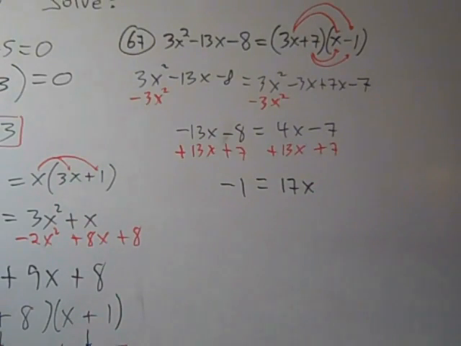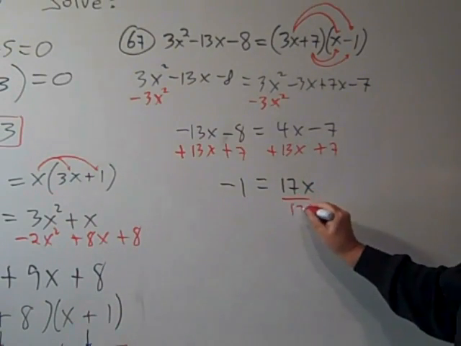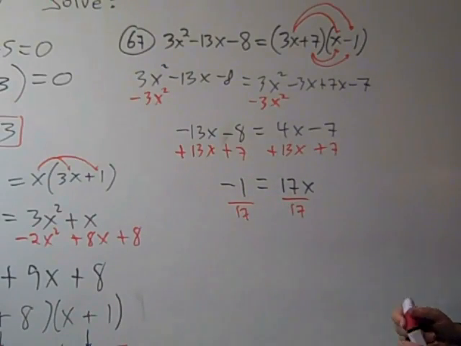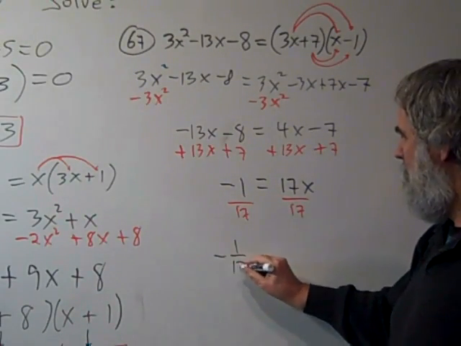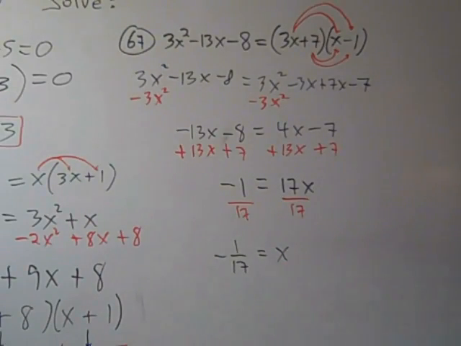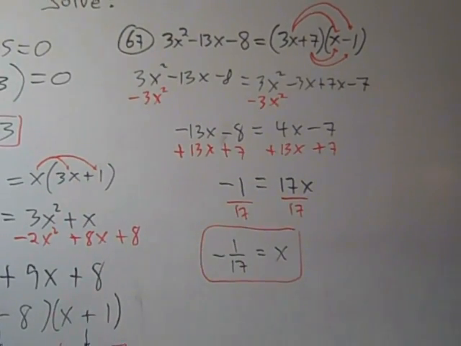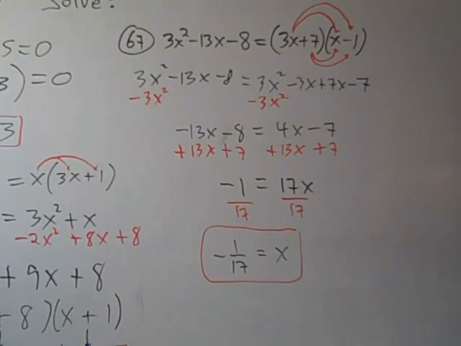So finally, dividing both sides by 17, we've solved for x, and we get negative 1/17 is equal to x. So we've solved this quadratic equation, and there's only one solution to it, and it turned out not to be a quadratic equation, it turned out to be a linear one, but that's the solution to it.